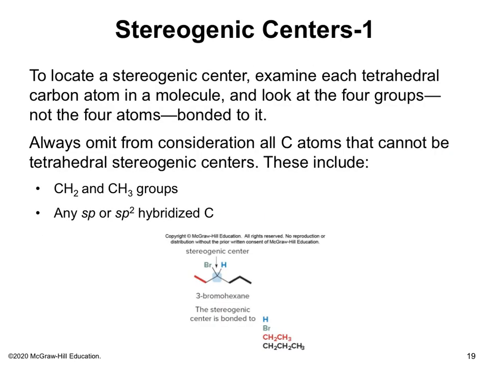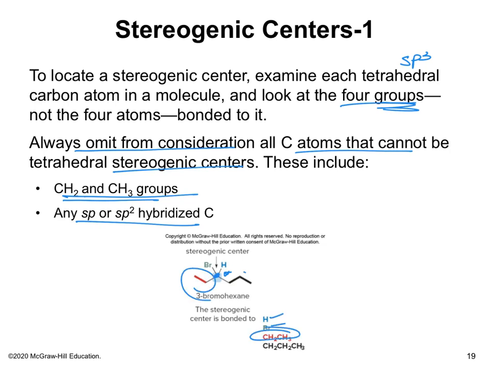So stereogenic centers. To locate a stereogenic center, you need to examine each tetrahedral carbon. A tetrahedral carbon is an sp3 carbon, and look for the 4 groups that it's bonded to. Always omit consideration of carbons that cannot be tetrahedral centers, so that's sp or sp2 hybridized carbons, and omit methylenes and methyls. So this is the stereogenic center here, because you have a hydrogen, a bromine, an ethyl, and a propyl.